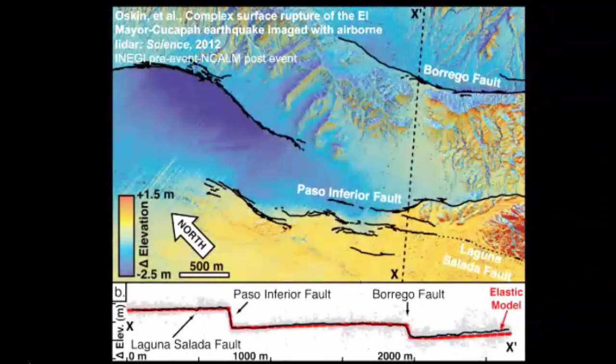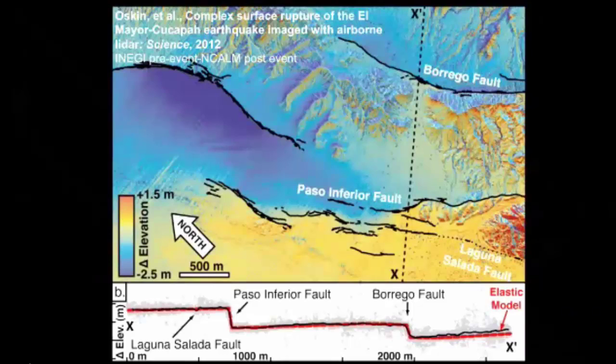And so you can see along this fault trace, indeed, there's a clear disruption in color. So the fault was doing its thing, offsetting. There's also kind of a gradient away from the fault, so you can see warping as well as offset. So it's really spectacular. And this profile here, F to F prime, shows really nicely these two faults, the Paso Inferior right here, and then also the Borrego fault.